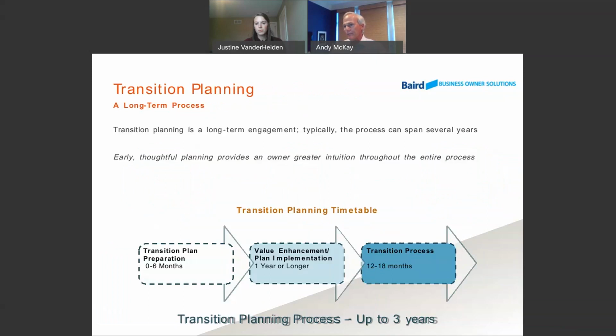From a timing standpoint, it takes a while, and optimally, we think it's a 2 to 3 year process. One, putting a plan together, and that can take 3, 4, 5, 6 months in many cases. And then when you start thinking about getting the business ready to be transitioned, and particularly value enhancement, many of those changes in the business can take 6, 9, 12 months. So you've got another period there that can really come into play. And then finally, the process itself can take anywhere from 9 to 18 months.